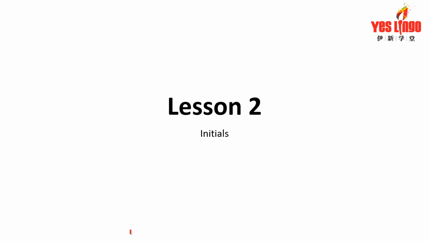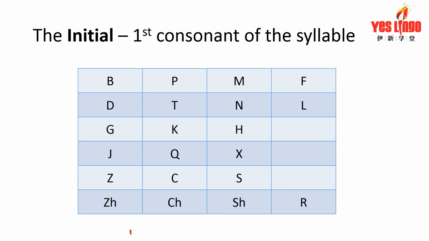Lesson 2, Initials. Now, in the last lesson, we learned all about the first set of simple finals. And as promised, today we're going to learn about the next component of Mandarin syllables, which is the initial. There are 21 initials in Mandarin, and here is a chart showing all 21 initials. Each row is one group of initials. And at first glance, it looks very similar to English, doesn't it?